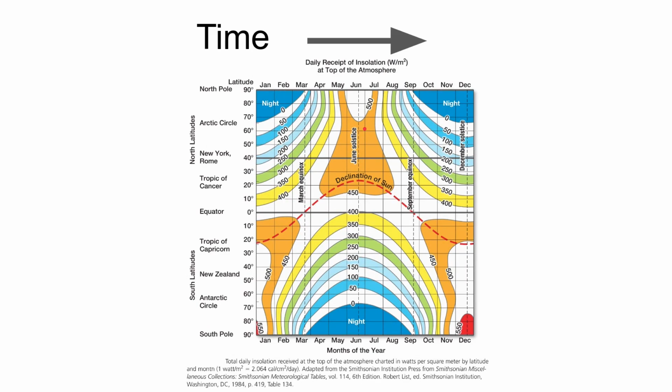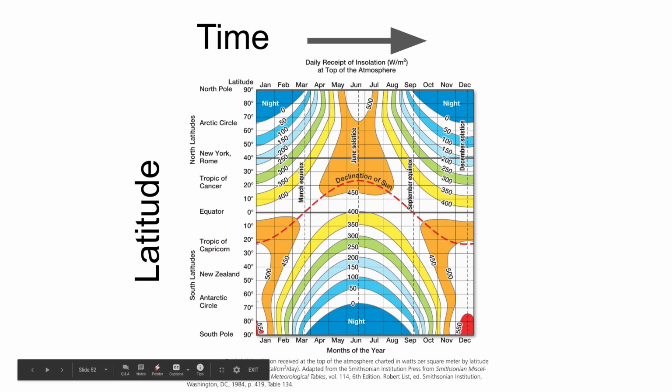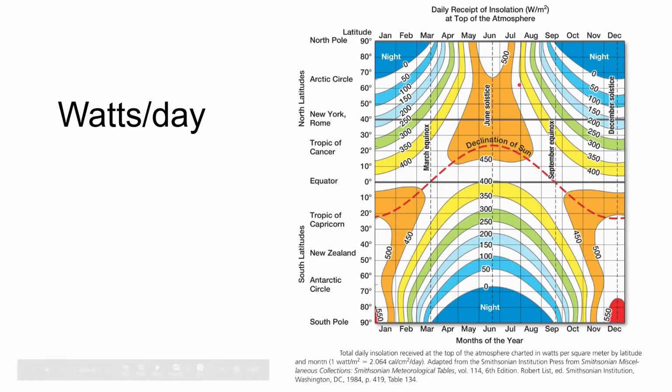Across the top, there's time: January, February, March, April, May, June, July, December. And across the left side, there is latitude going from the North Pole, 40 degrees north, New York, Rome, Dixon, the equator, 40 degrees south, Antarctic Circle, South Pole. The numbers represent watts per day.